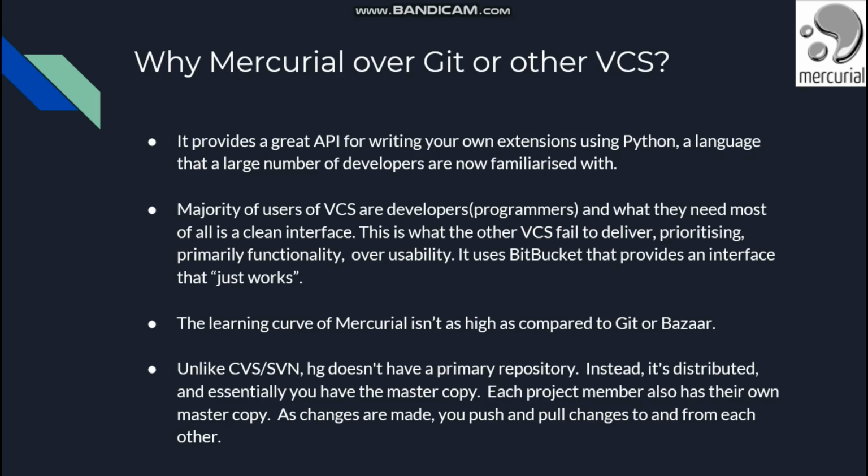Unlike CVS or SVN, hg does not have a primary repository. Instead, it is distributed, and essentially everyone has the master copy. Each project member also has their own master copy. As changes are made, you push and pull changes to and from each other.